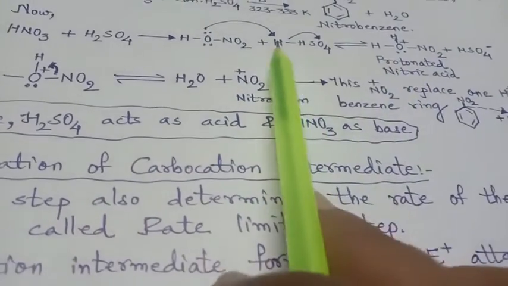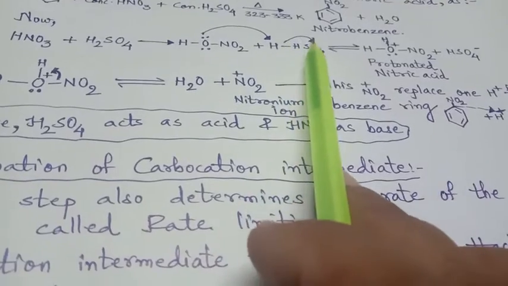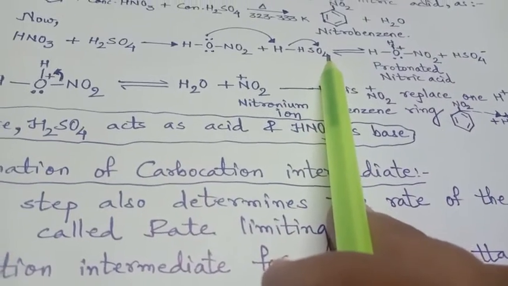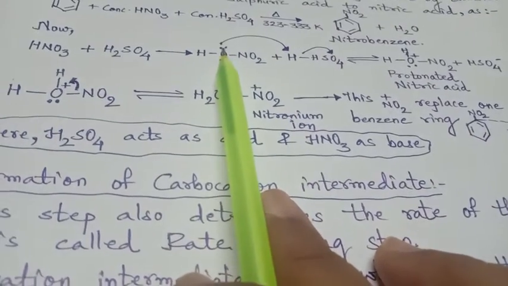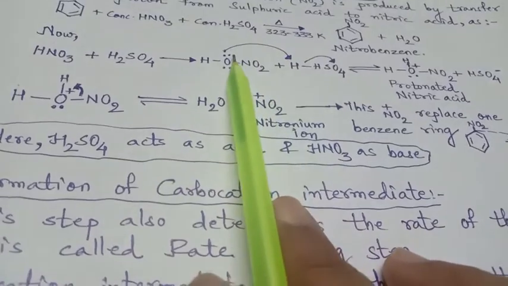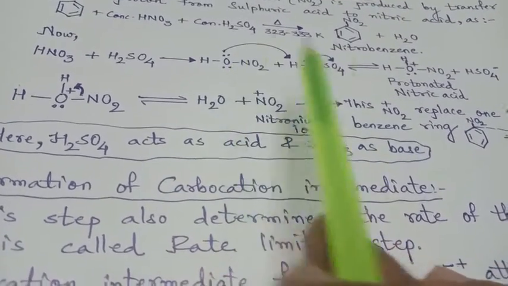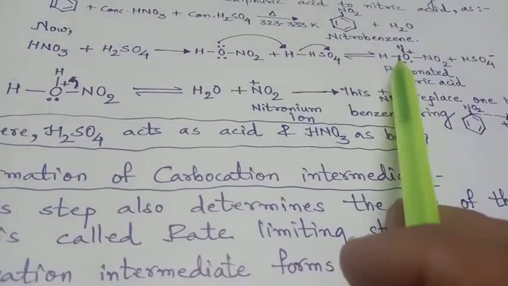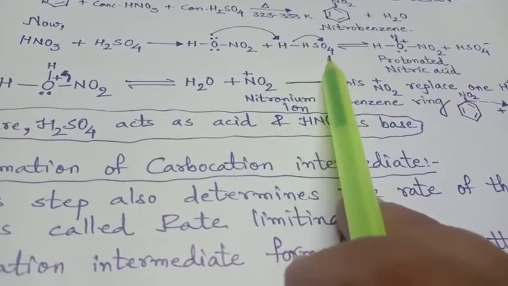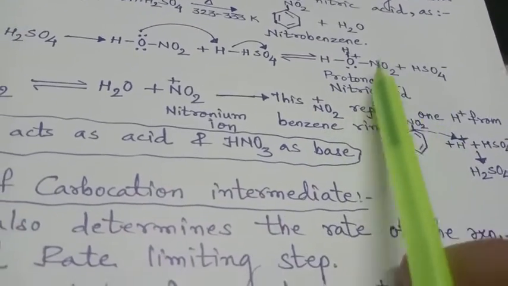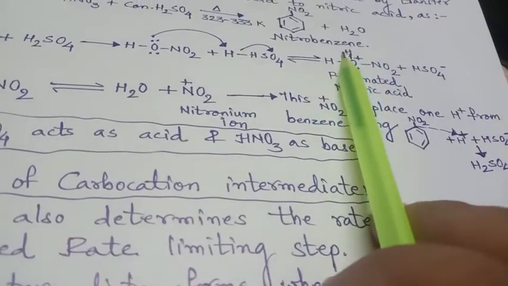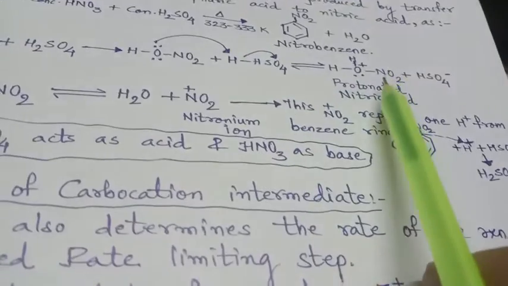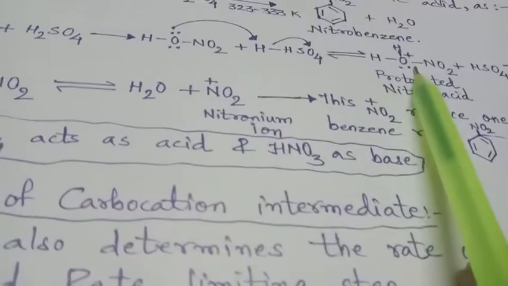And then here it is SO4 minus, because this H plus is attached to this oxygen, and the oxygen, having given the electron pair, will acquire a positive charge. So this is O plus and this will be HSO4 minus. This is the protonated nitric acid. Still you can see it is HNO3, but with one more hydrogen with positive charge, so it is called protonated nitric acid.